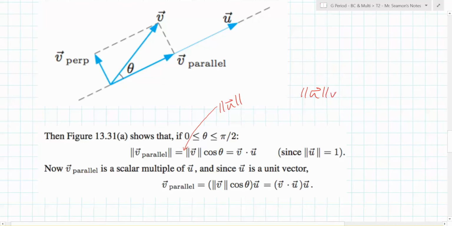Magnitude of U, magnitude of V, cosine theta. What is that? That is U dot V, right? That is U dot V. So that's where they get this from. Are you with me so far?